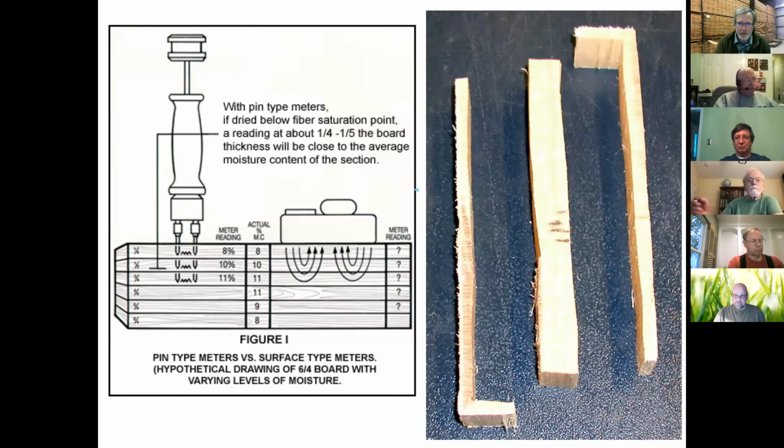Okay. So some ways to determine if there is a gradient. If you have a pin meter, you can get insulated pins. They're usually ceramic coated pins. And as you drive the pins in, you can take different readings as you drive them through the piece of wood. The pinless meter does not work for measuring gradients. It's going to give you something close to the average, just like an oven dried average would be. So that's not going to help you.